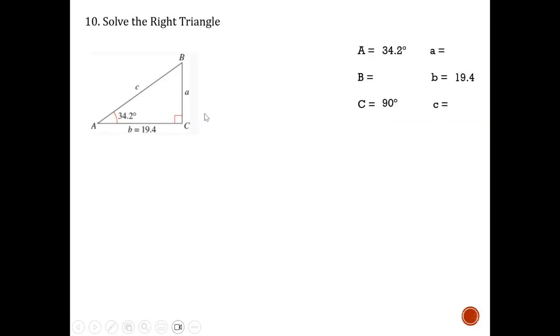So for angle B, we know that the sum of the angles of a triangle has to be 180. So angle A plus angle B plus angle C must equal 180. We already have the values for angle C and angle A, so let's plug them in. So B equals 180 minus angle A minus angle C. We plug everything in, and B equals 86.8. I found my angle B.